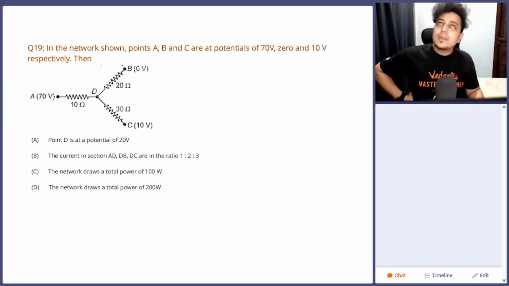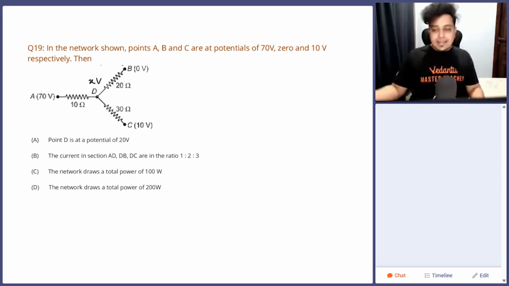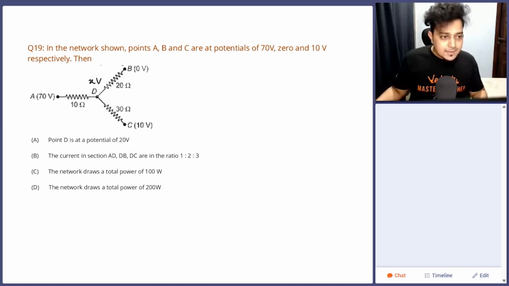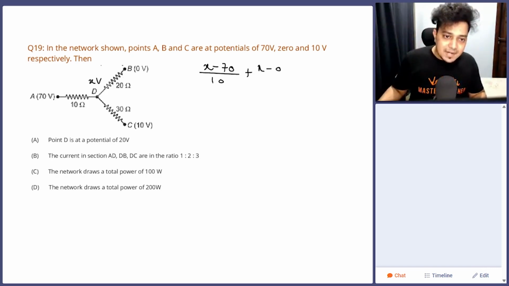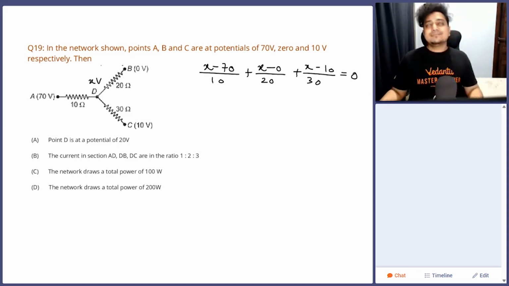So first let's start with the potential of point D. Let's assume the potential to be X volt. And here we will apply KCL in a different way. It is also called nodal analysis, where the junction is considered to be at the highest potential and all currents are outward. So for current in the DA portion, I can write X minus 70 upon the resistance 10. Plus for the DB portion, X minus 0 upon resistance 20. Then X minus 10 upon resistance 30 equal to 0.